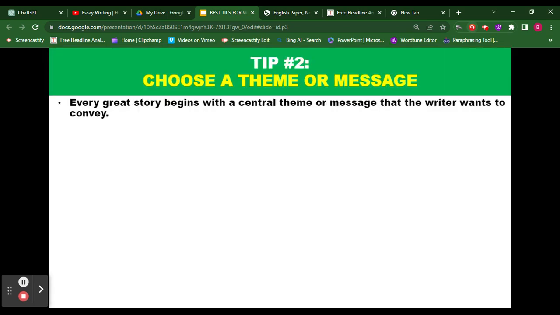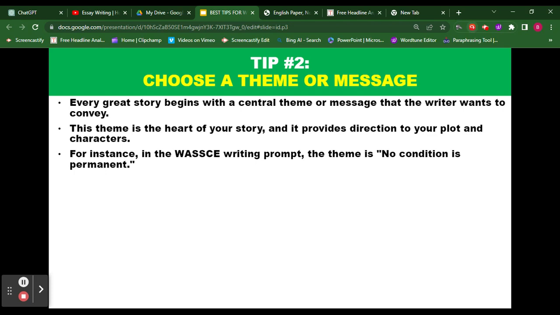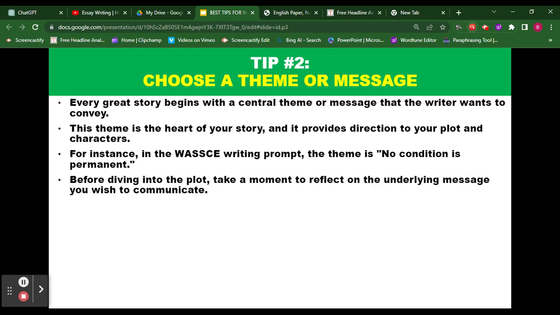Okay? Now, tip number 2, choose a theme or message. Every great story begins with a central theme or message that the writer wants to convey. This theme is the heart of your story and it provides direction to your plot and characters. For instance, in the WASSCE writing prompt, the theme is "No condition is permanent." That's the theme.